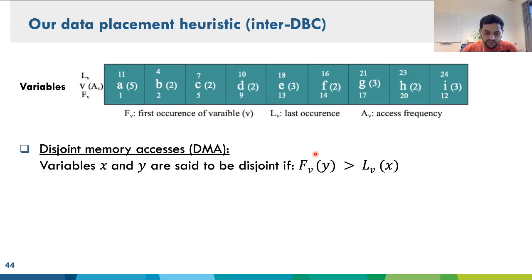So we first define disjointness. Variables X and Y are said to be disjoint if the first occurrence of variable Y is greater than the last occurrence of variable X.